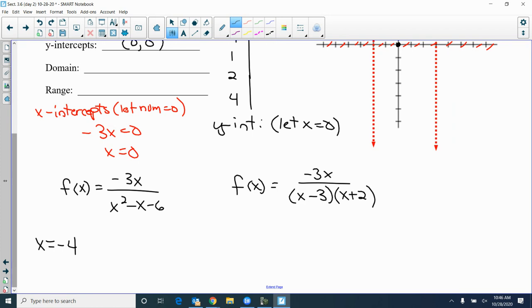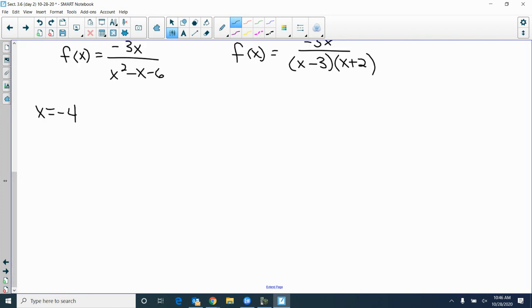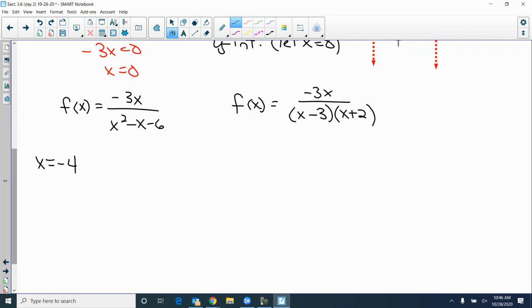Okay, -4, I'm just going to plug this one in. And like I said, it doesn't matter whether you go to the original or the factored form. Some might be easier for one or the other. So I go here: -3 times -4 gives me 12. And then -4 squared is 16, minus -4 is +4, minus 6. So what do I end up with? 12 over 14, which reduces to 6/7. So you have to get that. Now, if you want to do it in the factored form, that's -3 times -4 again.